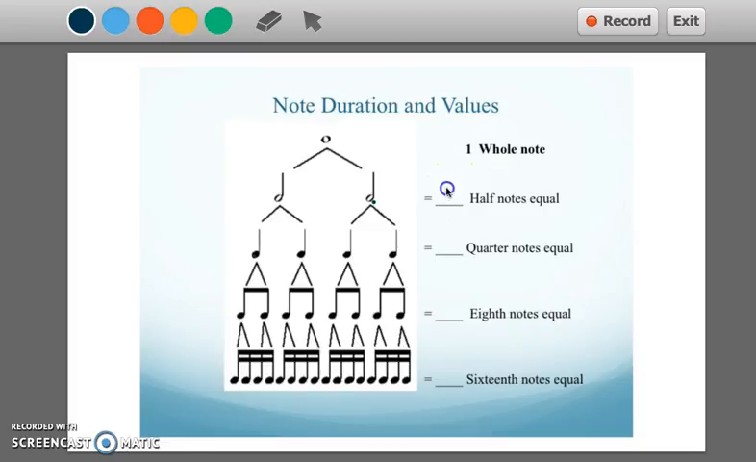So we have 1 whole note equals 2 half notes. 2 half notes equal 4 quarter notes. 4 quarter notes equal 8 eighth notes. And 8 eighth notes equals 16 16th notes.